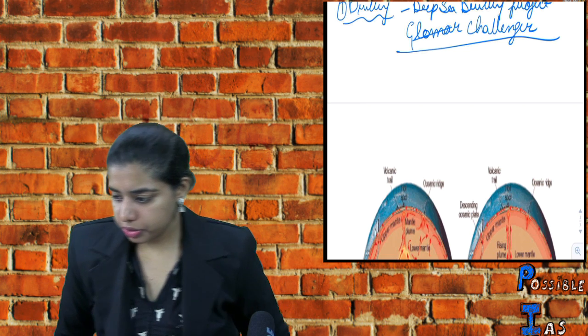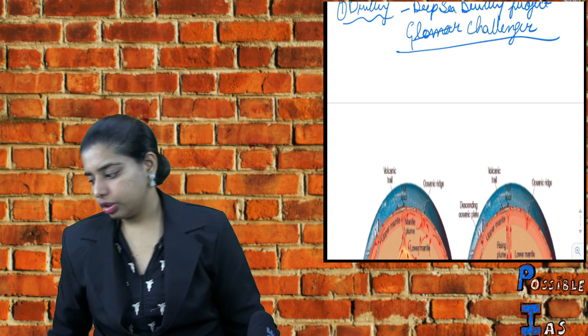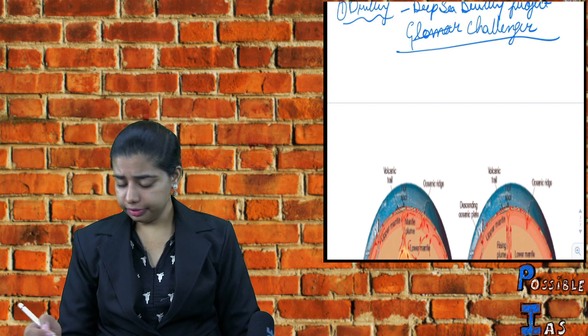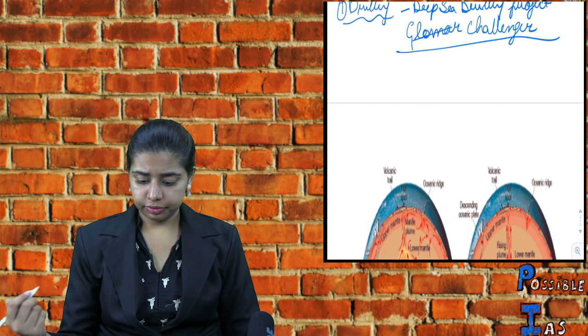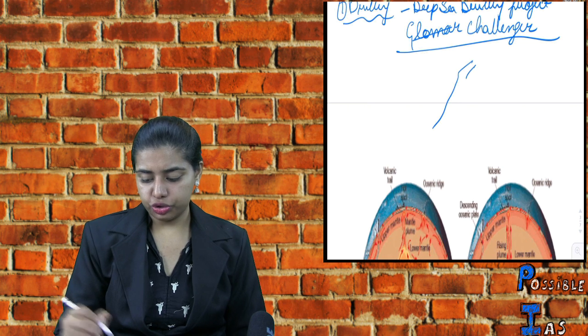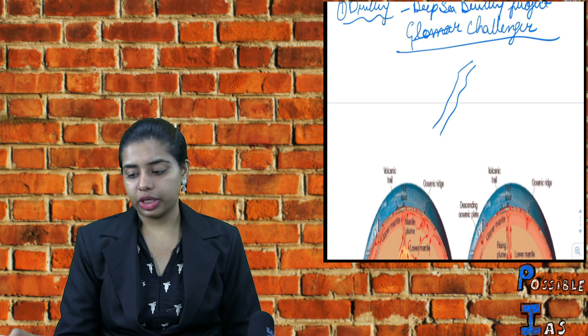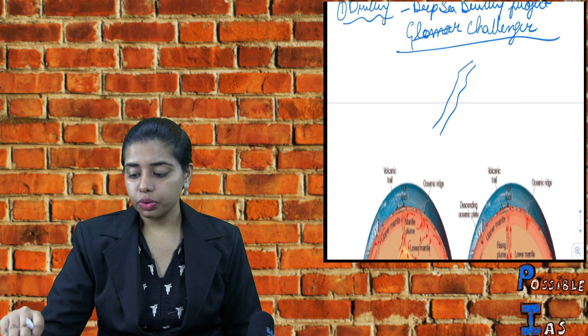Okay, so this was the first ship. This began drilling. It was known as the Glomar Challenger. Okay, so now what happened in this drilling? What they realized is that this is the ridge, the portion where the new oceanic crust is being formed.